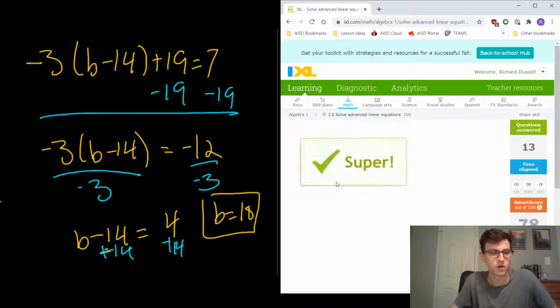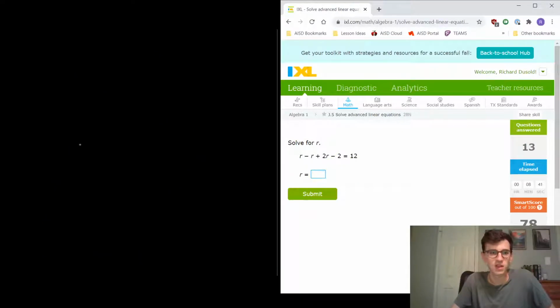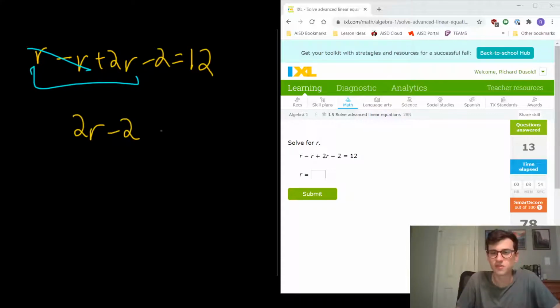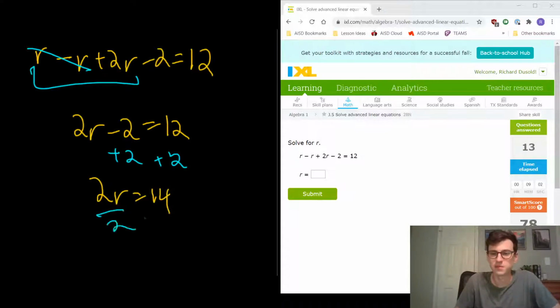18 should work. Nice. One more question, I think. r minus r plus 2r minus 2 equals 12. Got to combine these like terms. r minus r is 0. 2r minus 2 equals 12. Plus 2 on both sides. 2r equals 14. Divide by 2. r equals 7. And we are just over 9 minutes.